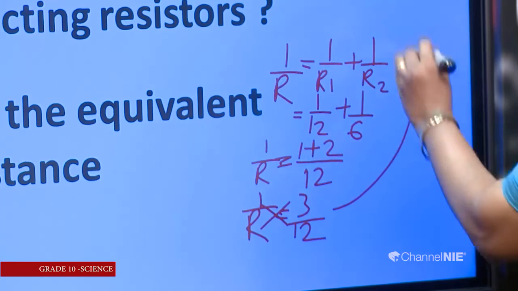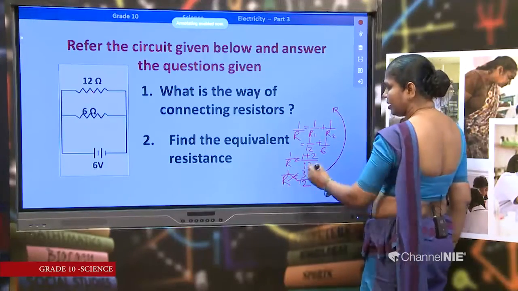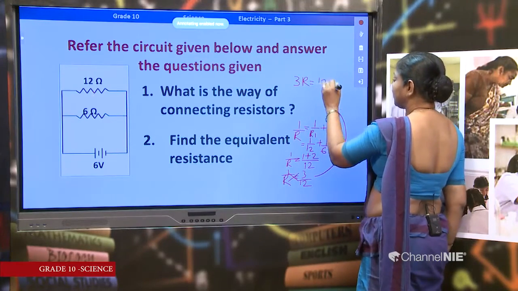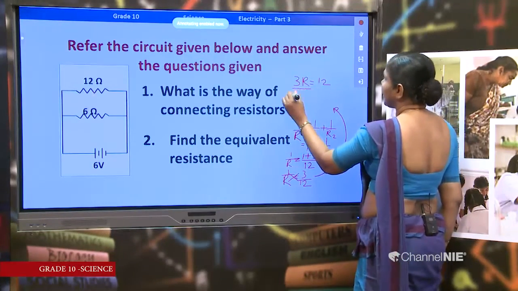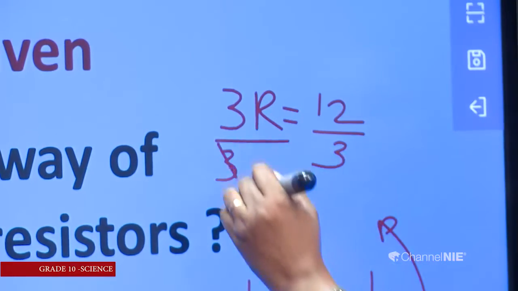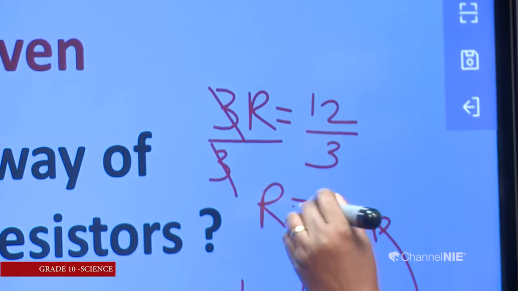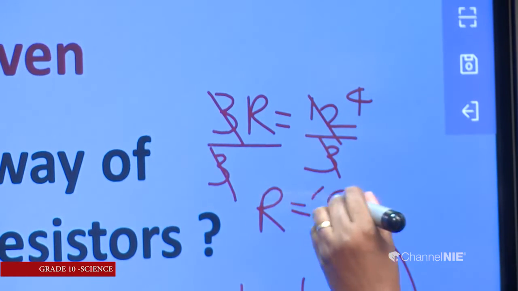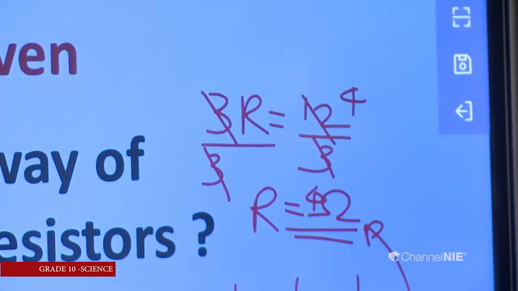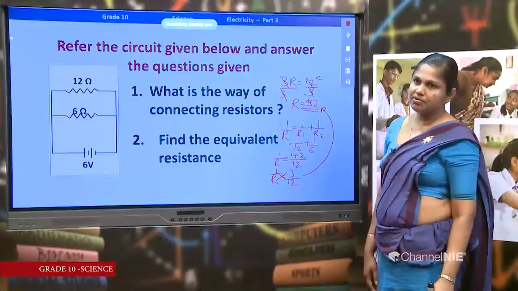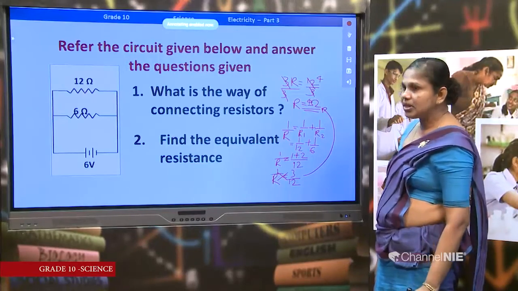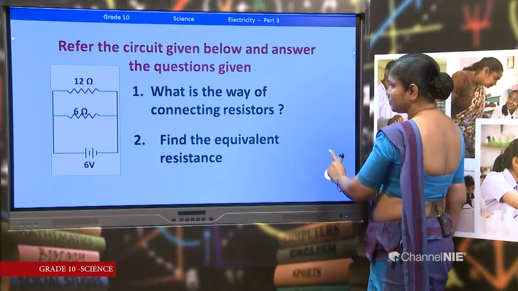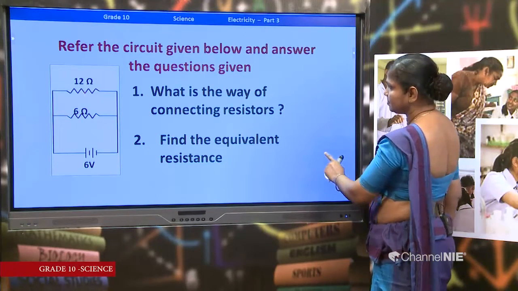Again cross multiplication. I'll take it to the top, children. 3R equals 12. Then how to find the value for R? R equals 12 over 3, 4. R equals 4 ohm. This is the equivalent resistance. Okay, children? Right. Then move to the next one.